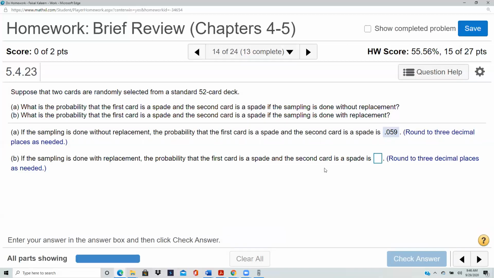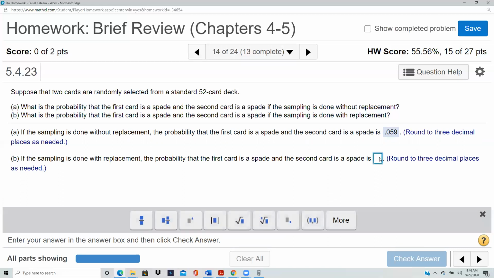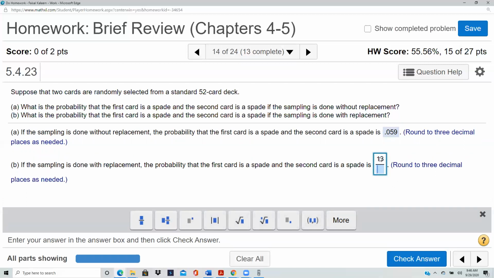If the sampling is done with replacement, what difference happens if you do it with replacement? The first one is still 13 out of 52. What's the second one? Would it be 13 out of 52 again? Yeah, because you've just replaced the initial situation. So it's 13 out of 52 times 13 out of 52. 0.063.